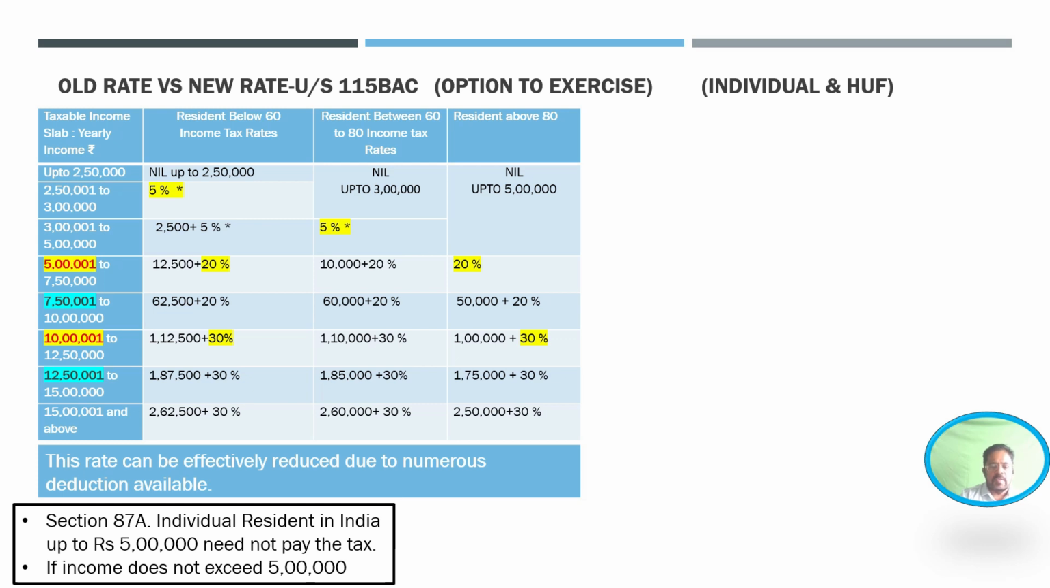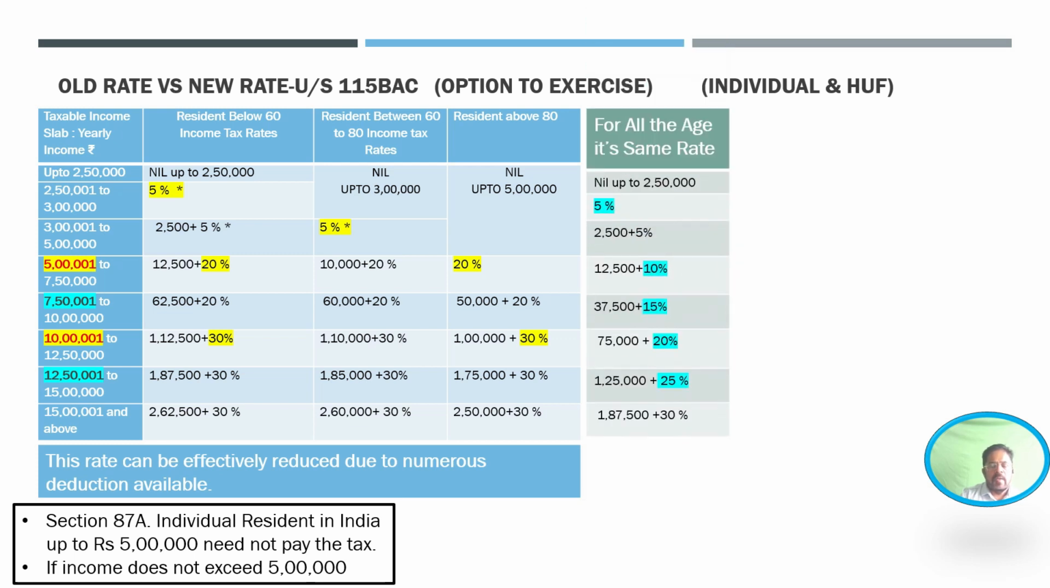Now let us understand this vis-a-vis the new system and the new rate of taxation. The new rate of taxation does not make any age difference. That means it is applicable at a similar rate for all citizens, whether below 60, between 60 and 80, or above 80. So up to 2,50,000, there is no taxation. Subsequently, the taxation starts at the rate of 5%.